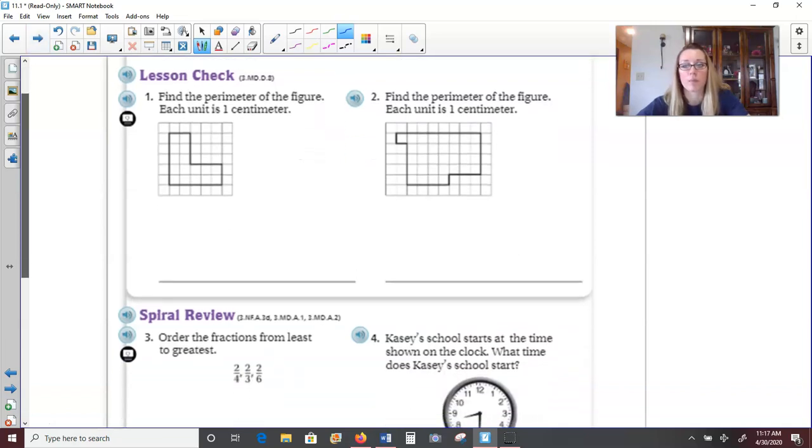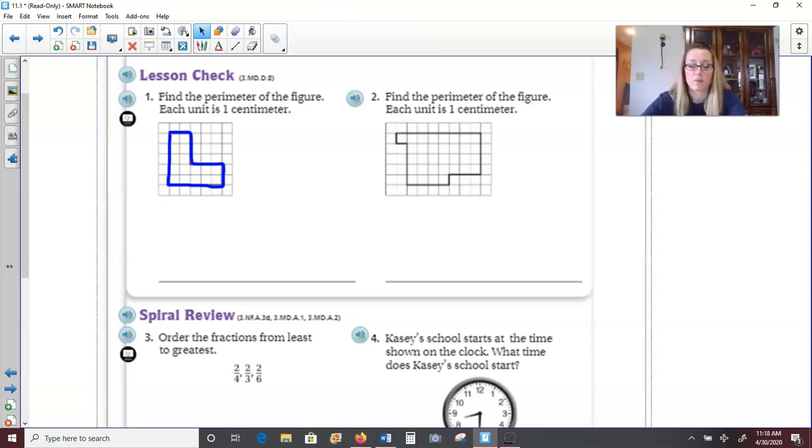Lesson check number 1. Find the perimeter of the figure. Each unit is 1 centimeter. So 2, 3, 4, 5, 6, 7, 8, 9, 10, 11, 12, 13, 14, 15, 16, 17, 18, 19, 20. So 20 centimeters. So we need that label. It's important to know what our units are.